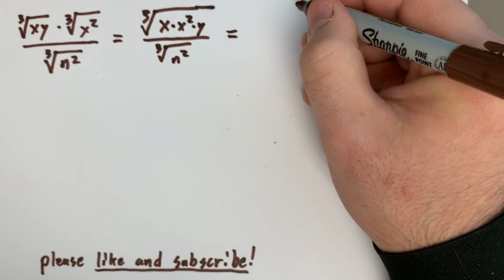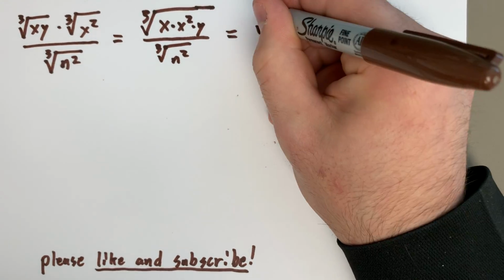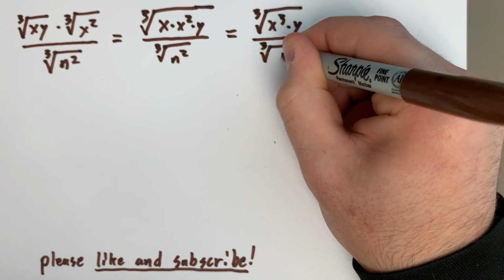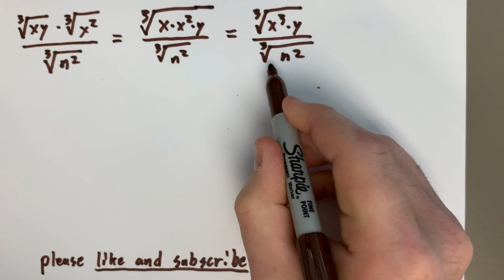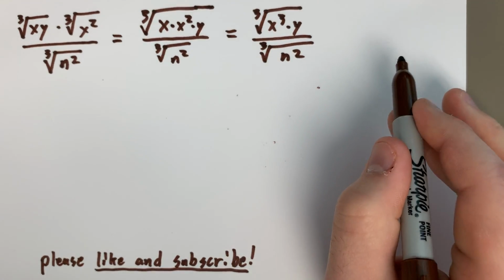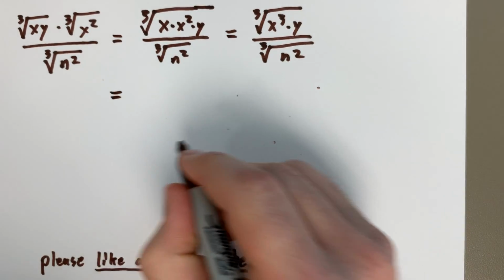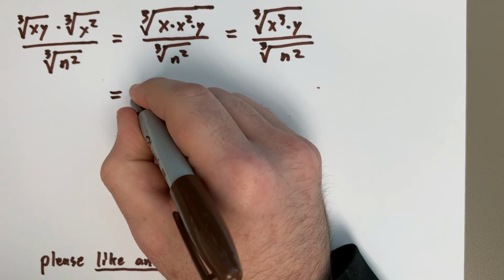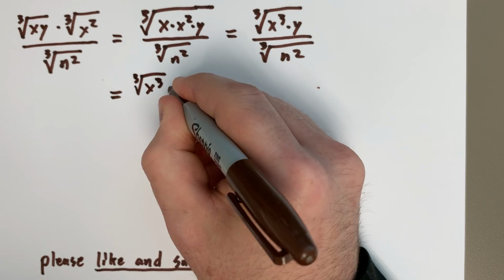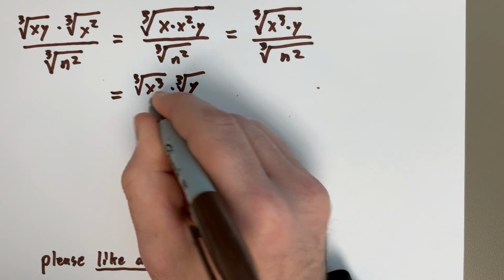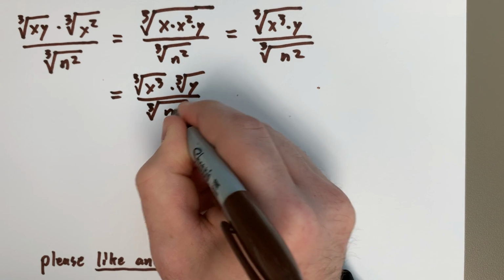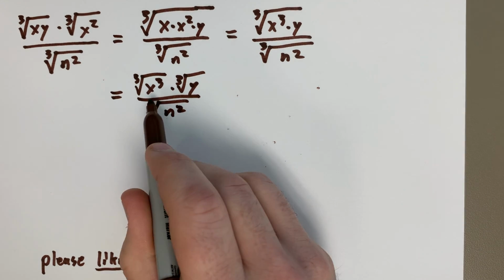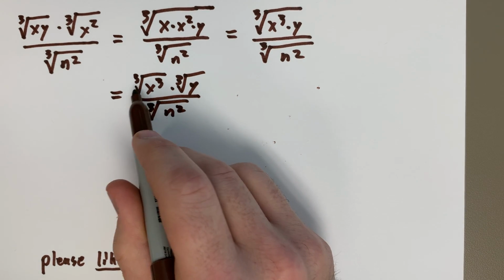Continuing along this train of thought, this gives me the cube root of x cubed times y, all over the cube root of n squared. This cube root of n squared is not going to simplify. We're stuck with it. So in this, I can use the product rule to expand this, so I get the cube root of x cubed times the cube root of y, all over the cube root of n squared. I'm breaking things up so that my life becomes a little bit easier, and so I can cancel out this x cubed and this cube root.